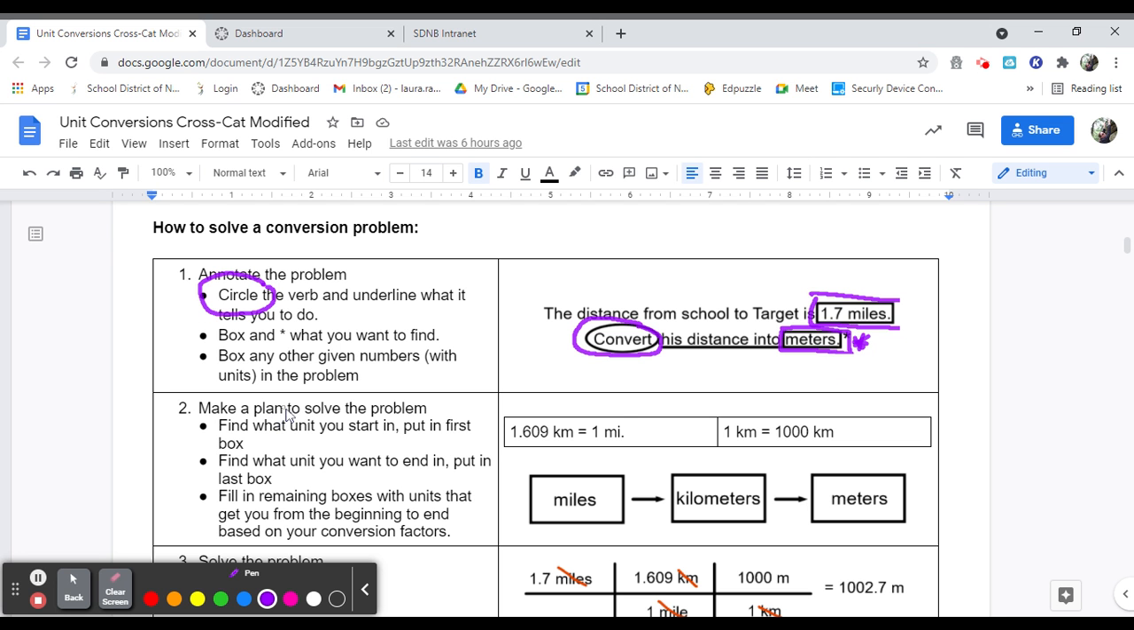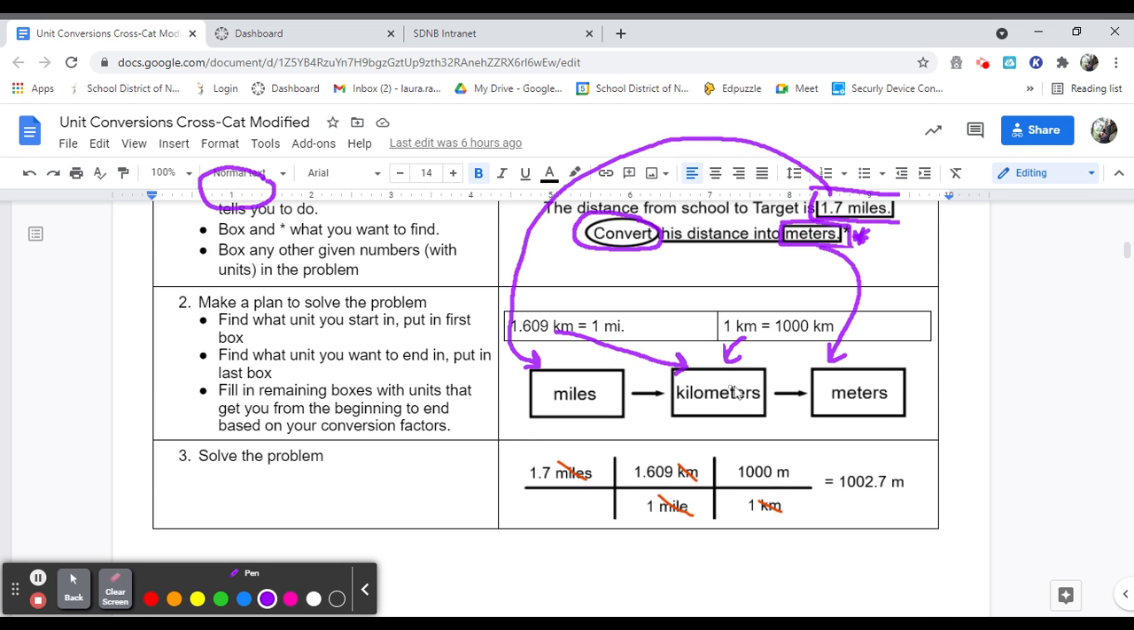Then I'm going to make a plan. So what I finish in is going to go in the last box. I want to finish in meters. My starting value is going to go in the first box. Miles. Now here I have some conversion factors. This one gets me between kilometers and miles, and this one gets me between kilometers and meters. Well, what I notice is I can't go directly from miles to meters, but I could go to kilometers in the middle. So I'm going to convert from miles to kilometers to meters.